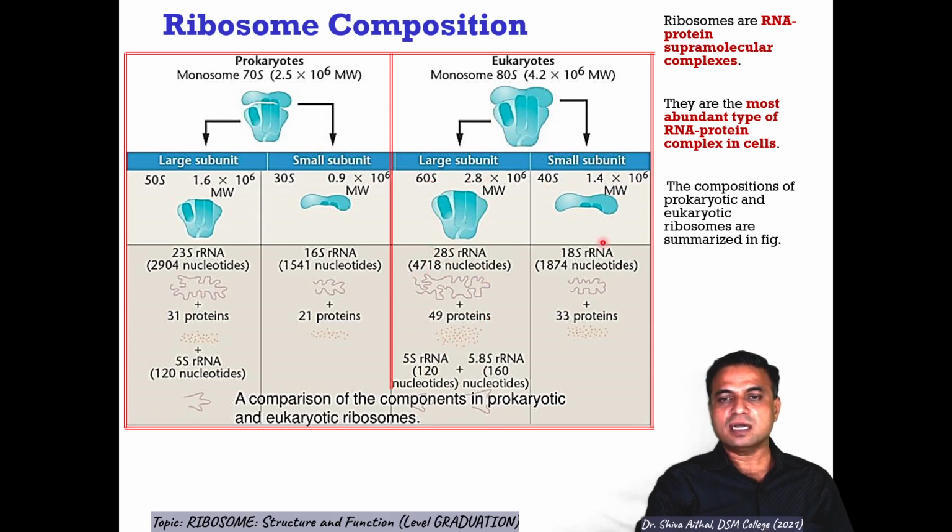And the 40S small subunit of the eukaryotes, you can see, is composed of 18S rRNA, 1874 nucleotides, plus 33 different types of proteins, and this 40S plus 60S gives rise to a eukaryotic 80S ribosome.